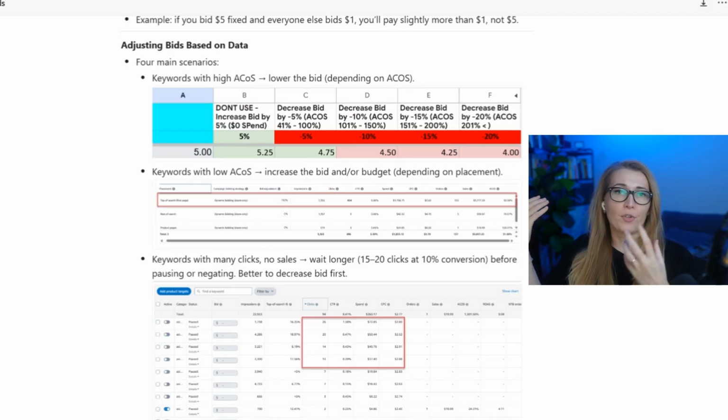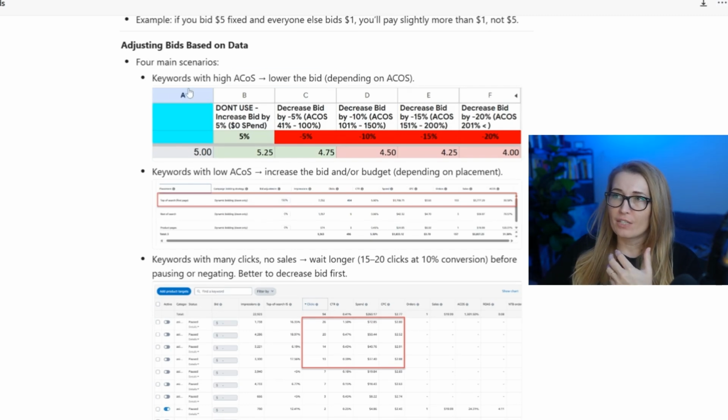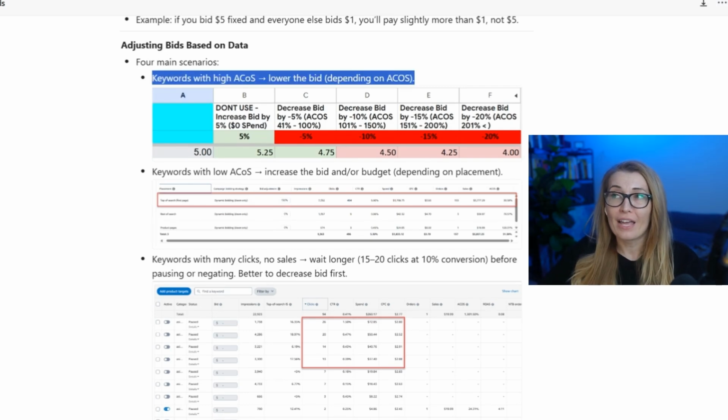So either the clicks are going to convert, or the clicks are not going to convert, or you're not going to show up at all, or you're going to show up very profitably. And those are the scenarios that we're going to go through. So the very first case is going to be keywords that are high ACOS.